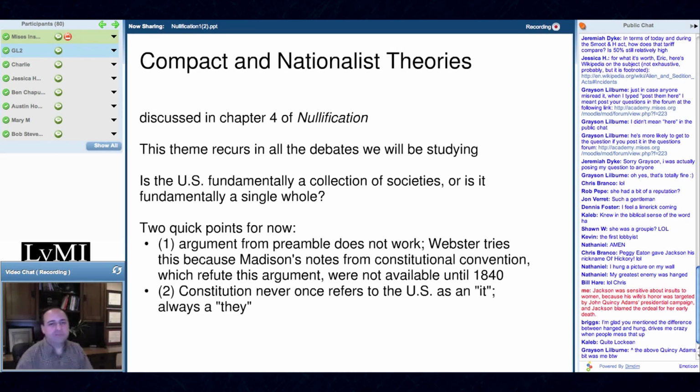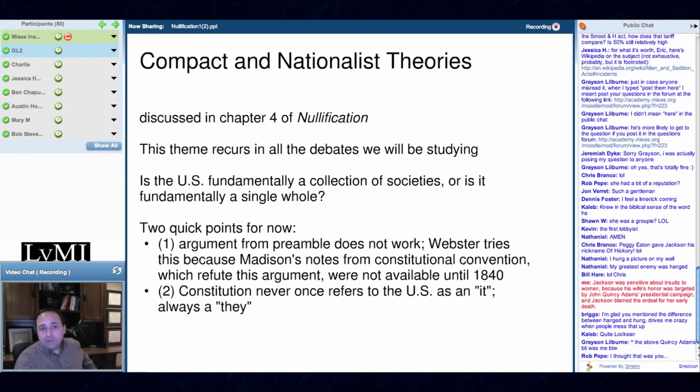And so basically what this boils down to is, what is the nature of the United States? What is it fundamentally? Is it one giant blob? Is that what it fundamentally is? Or is it rather fundamentally a collection of societies? And so we see in these debates that we're going to be encountering directly, that both sides are trying to make arguments for their side.